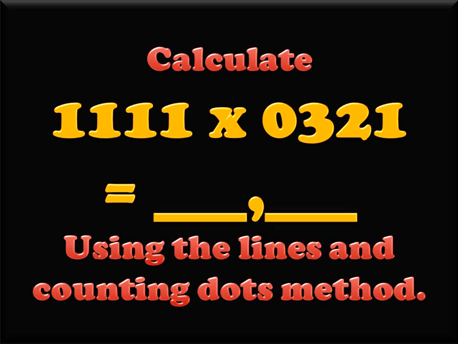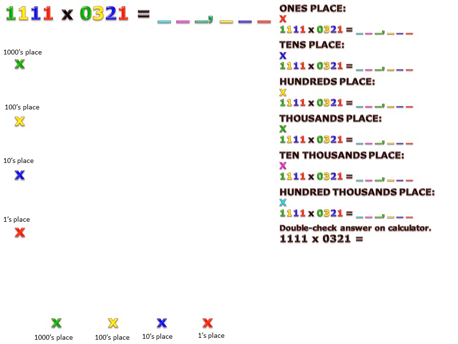All right, now let's calculate 1,111 times 321 using the lines and counting dots method. All right, 1,111 times 321.